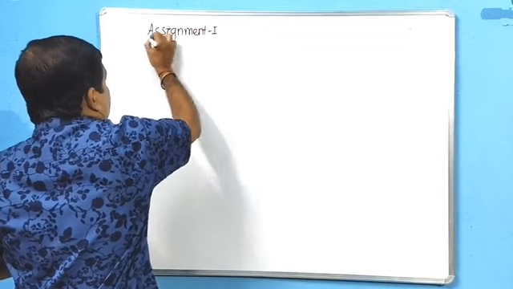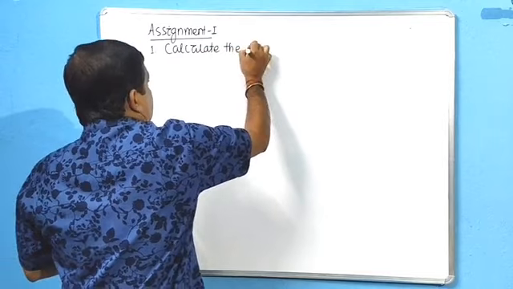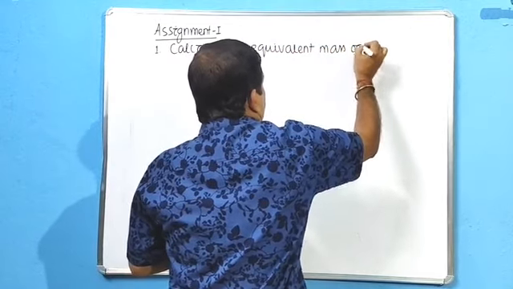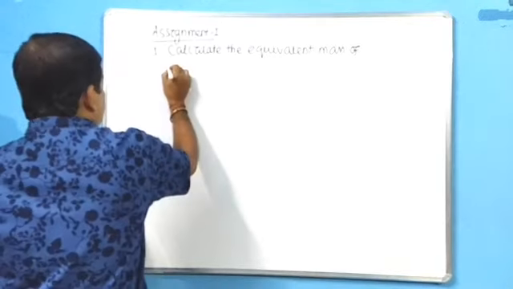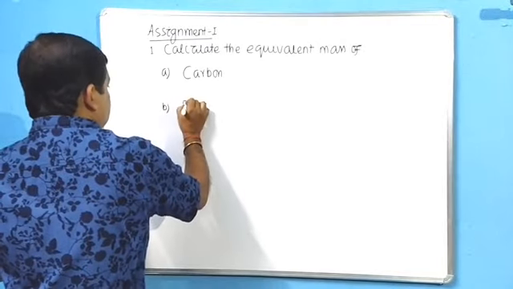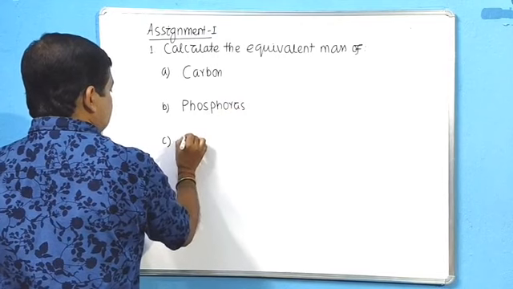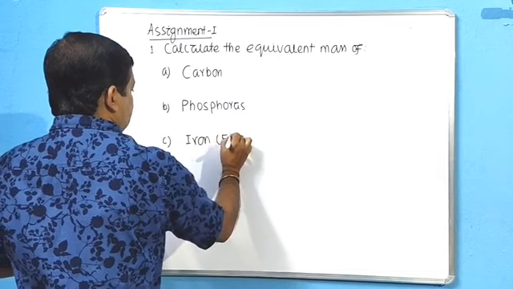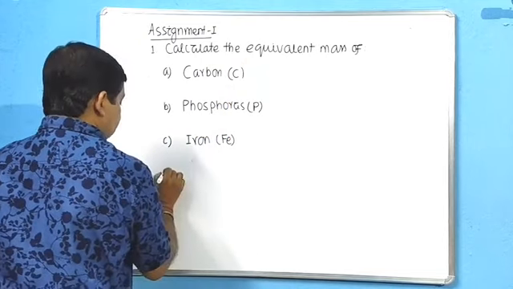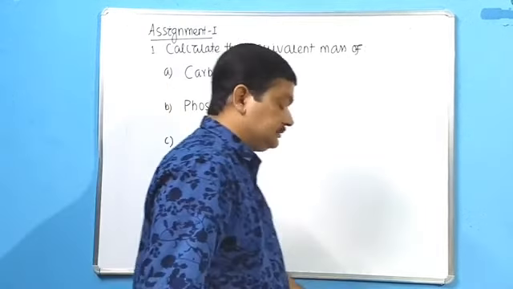Assignment 1. Calculate the equivalent mass of the following elements: A, carbon; B, phosphorus; C, iron, Fe; D, calcium, Ca. Many students have solved it and sent it to me.